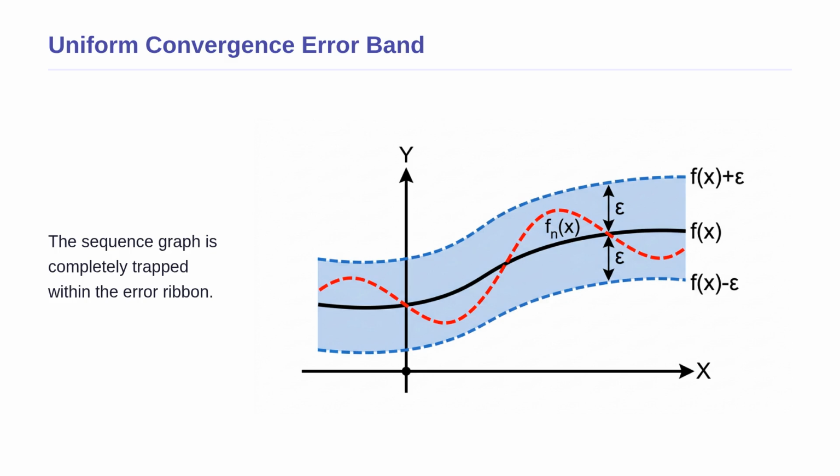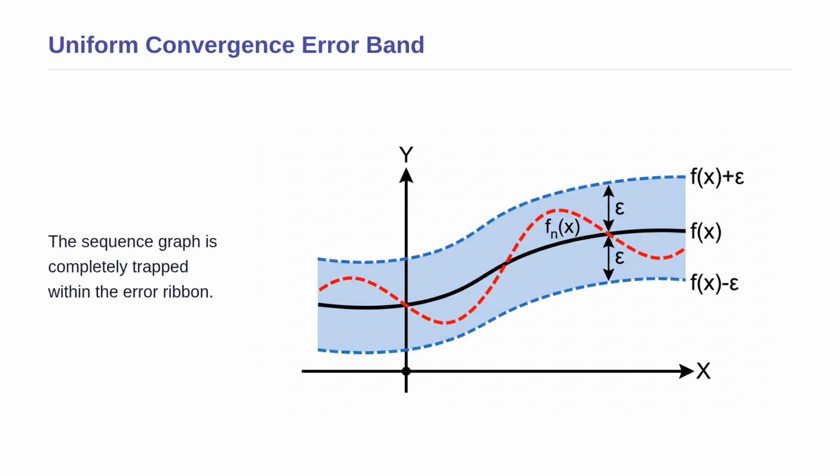What you're looking at perfectly illustrates the ribbon concept of uniform convergence. The thick central black line is our final destination, the limit function f of x. The shaded blue band around it represents our allowed error margin, stretching up by epsilon and down by epsilon. Because the sequence converges uniformly, we can find a specific step where the entire red dashed line, representing our sequence function, is completely swallowed by this band.